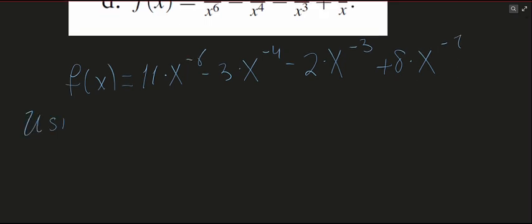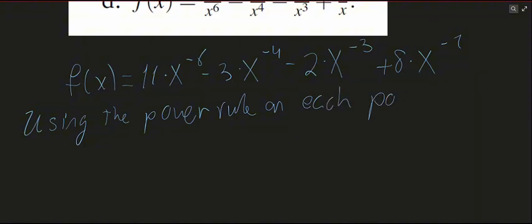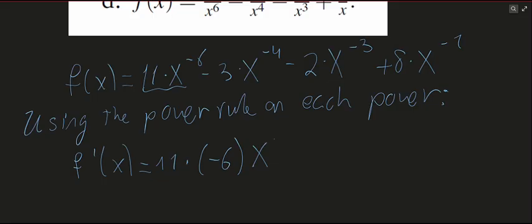So using the power rule on each power, f prime of x is equal to 11 times negative 6. I'm literally taking this little guy, yanking the negative 6 and migrating it to the front, times x to the power of negative 6 minus 1. Next one is this one, negative 3 as is, times negative 4 times x to the power of negative 4 minus 1. Next one is negative 2 as is.